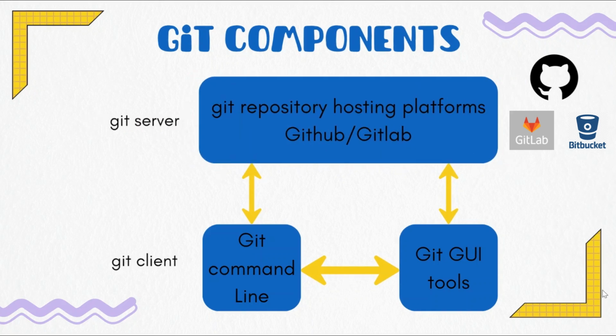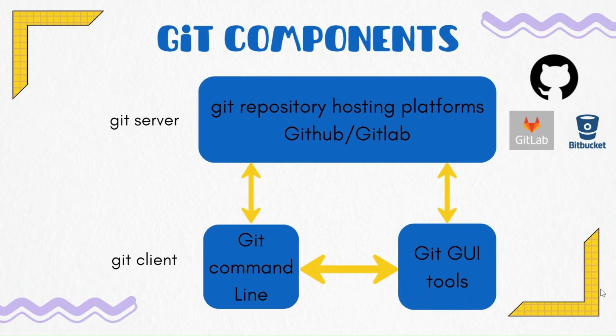Let's quickly understand what a Git client is. A Git client is a tool that lets you interact with your Git repositories. It can be a command line interface, like the Git CLI, or a graphical user interface, like GitHub Desktop, SourceTree, etc. Let's talk about the Git command line.